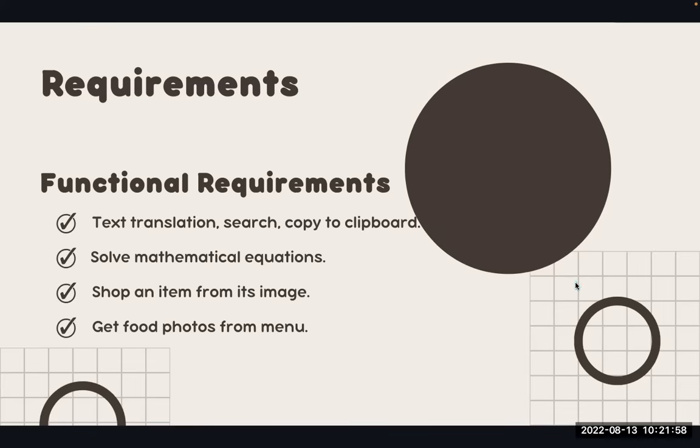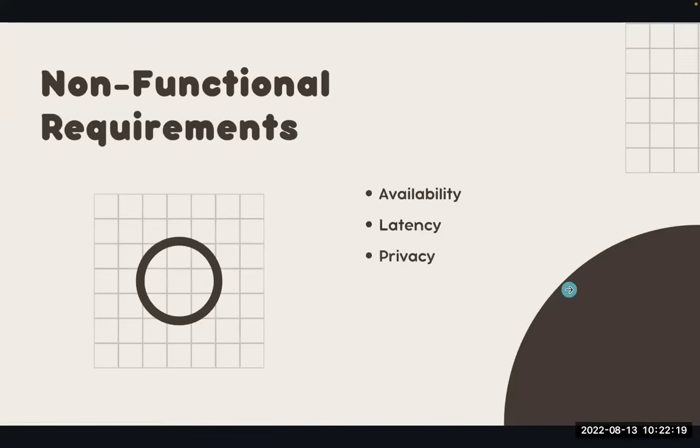One thing to note here: all of these inputs are an image and the output can be these four things. Either you will do a translation, search, or copy to clipboard, or you want an answer for a mathematical equation, or you want to see that on an e-commerce website, or you want a food photo. But the input is the image. And from the image, Google Lens is able to detect what that object is and give you relevant answers.